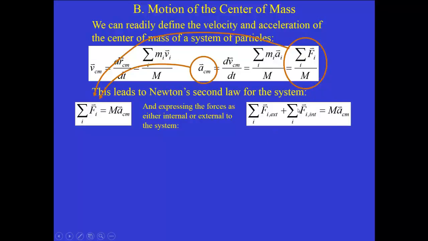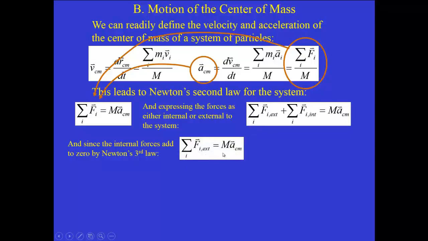Now, internal forces, what that means is if I have a three-particle system, particle 1 exerts a force on particle 2, but then particle 2 exerts a force on particle 1. And according to Newton's third law, those third law pair forces add up to 0. So all of the internal forces in the system, using that reasoning, will add up to 0, leaving only the sum of the external forces acting on all the particles of the system.